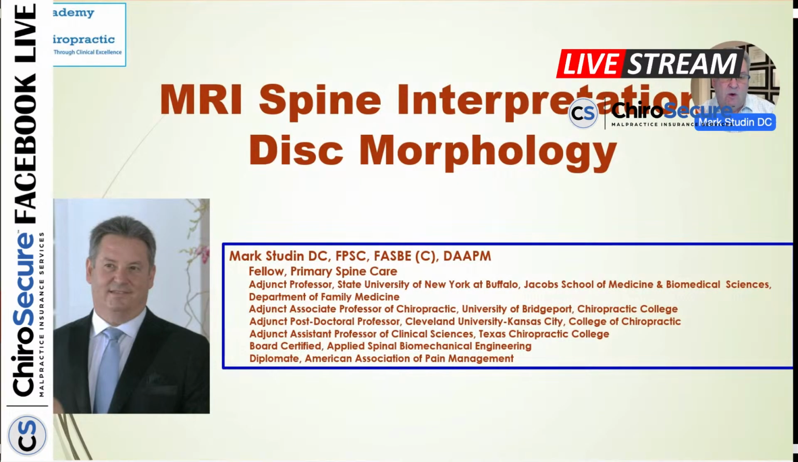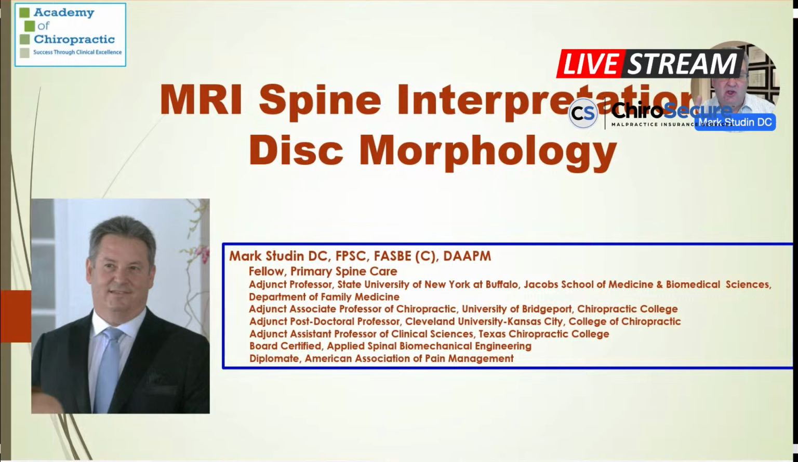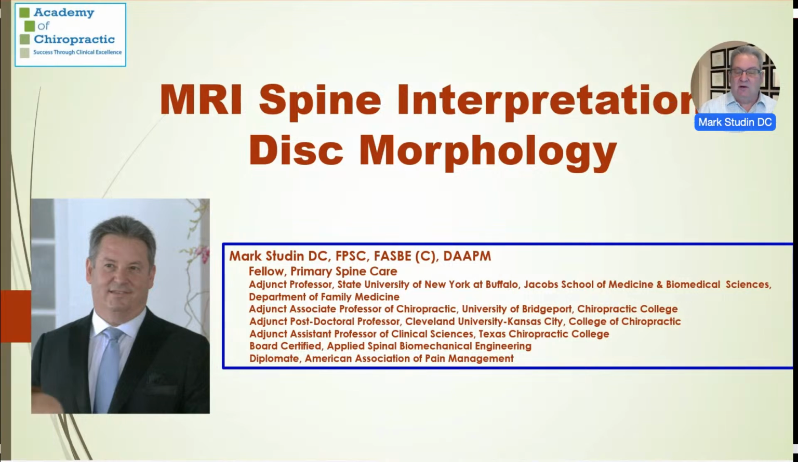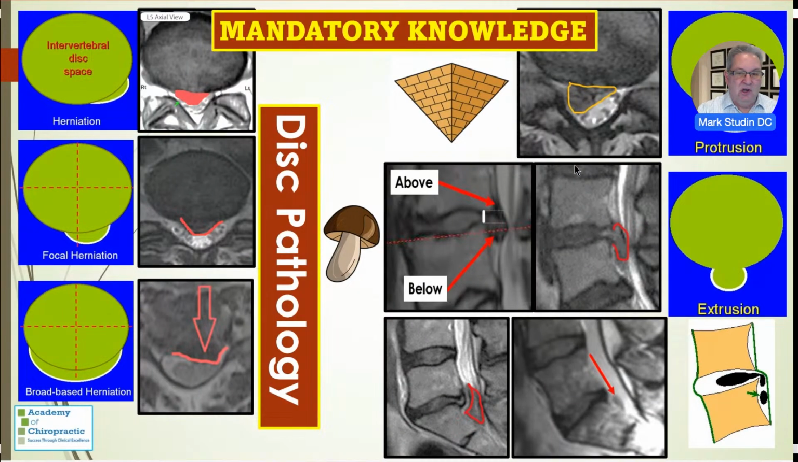Now, the first thing I want to share with you is this two-part presentation. There's too much to do in the time allotted, and ChiroSecure has been very gracious enough to allow me to do this in two parts so that you could watch it and get a little bit more. It's going to be an MRI spine interpretation and disc morphology, which is really disc shape.